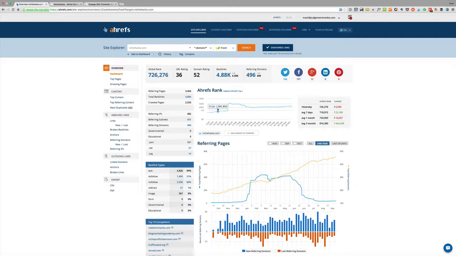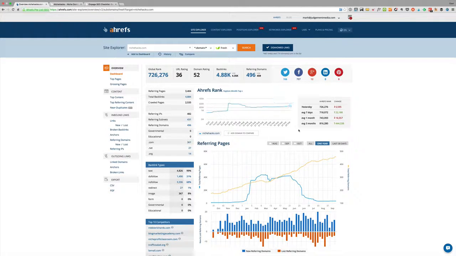You can see that there is the Ahrefs rank, and the Ahrefs rank is essentially a metric that Ahrefs has that gives you an idea of where you are across all the sites that they have indexed. There are billions of sites on the internet, and it gives you your position essentially. And Niche Hacks is 720,000. I know for a fact that Authority Hacker is around 1 million. So we have something like 200,000 sites to beat before we actually get to beat him.